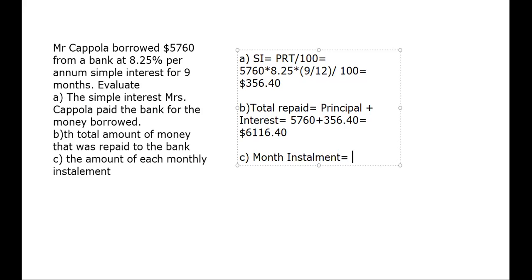And part C now, the amount for each monthly installment would be equal to the total we have to repay, which is 6116.40, all over how much time? 9 months. So it's already in the format of months already. So we just divide by 9. All right. So this would be 679.60.